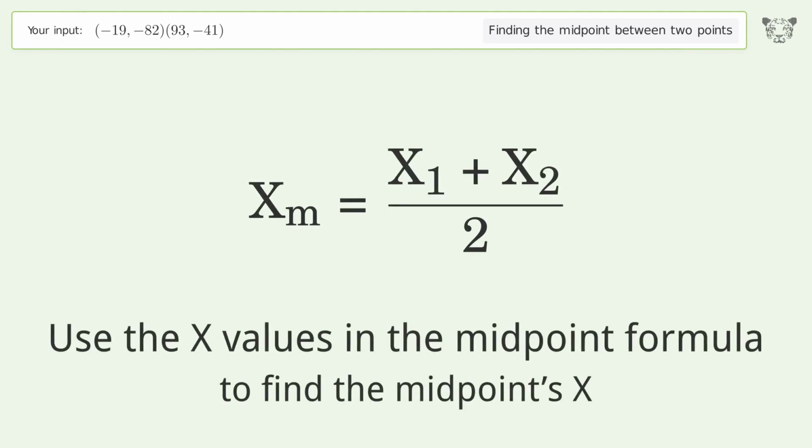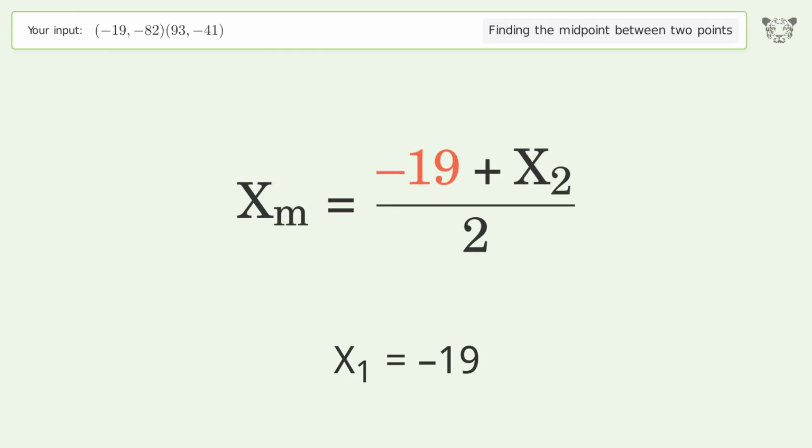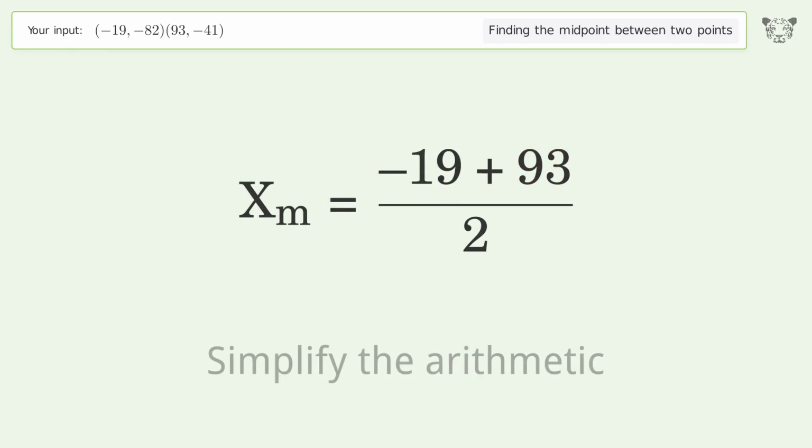Use the x values in the midpoint formula to find the midpoint's x. x1 equals -19. x2 equals 93. Simplify the arithmetic.